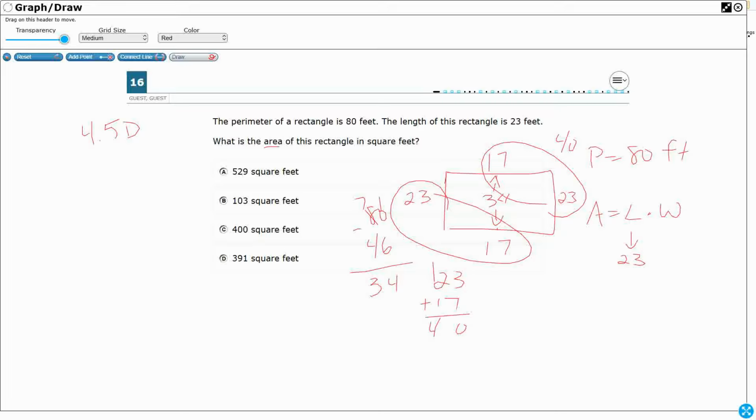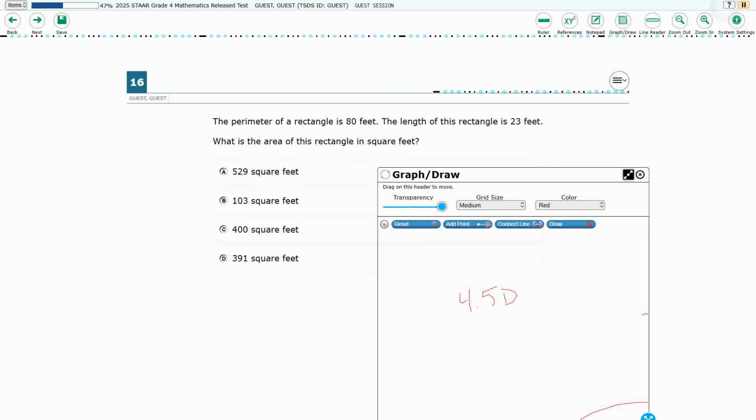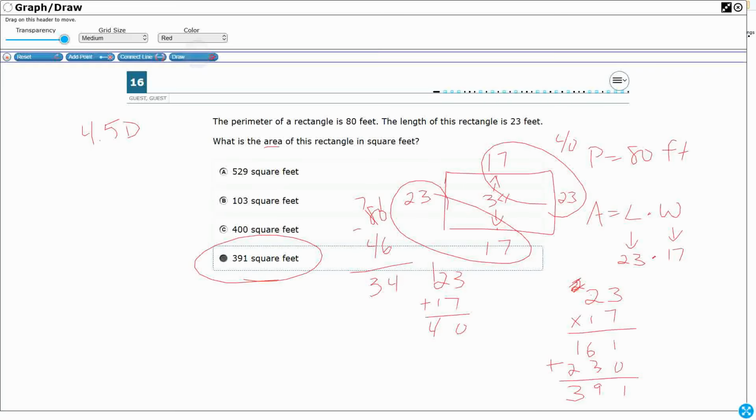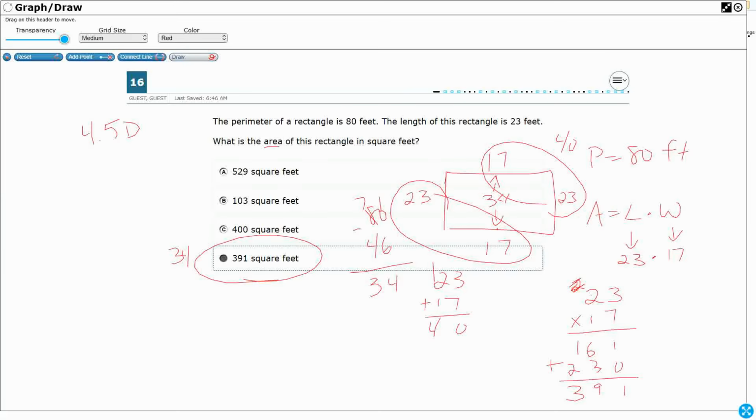Now I know my length and my width. My length is 23. They gave it to me. My width is 17. Now I need to multiply those two. You see how much work this is? 23 times 17. So that's going to be 21. That's 14. That's 16. And I'm just going to write my 23 down. And that's going to be 391. So this is our correct answer here. And only 34% of our students were able to get this one.